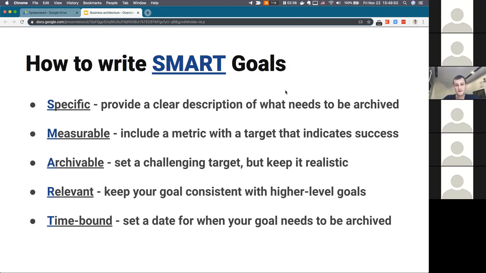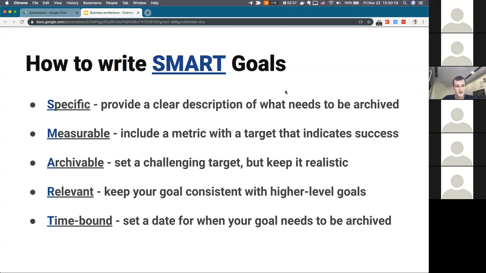The first rule is goals should be specific. It should provide a clear description of what needs to be achieved. Also, it should be measurable. It should include a metric, a target that indicates success. It should be achievable. We can't just set unachievable goals from our mind. So we should clearly understand that this goal is achievable.